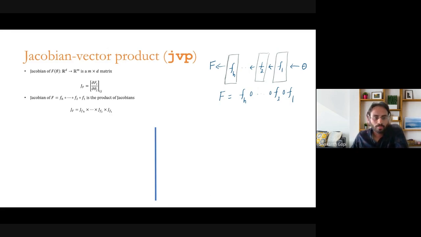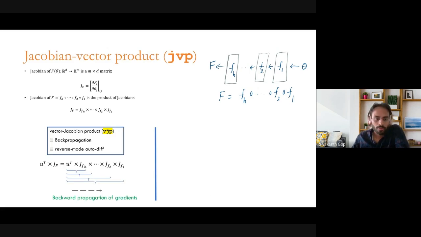Suppose we have a function from d dimensions to m dimensions, then we can form this Jacobian matrix, which is all the partial derivatives arranged as a matrix. And the nice thing about Jacobians is that if you have a function composition, then the Jacobian of the function f, which is composed of all the smaller functions, is just the product of the Jacobians, right?